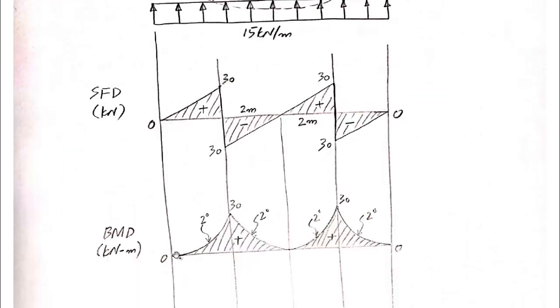So these 2 points will be joined with a second degree line. Now the next question is whether the second degree line will be convex up or concave up. For that, we will have to look at the magnitude of the shear force. As the magnitude of the shear force is increasing, the slope of the bending moment diagram should also be increasing.